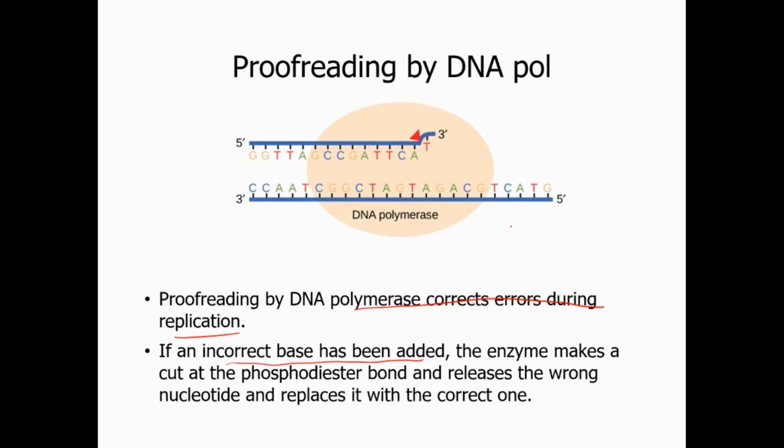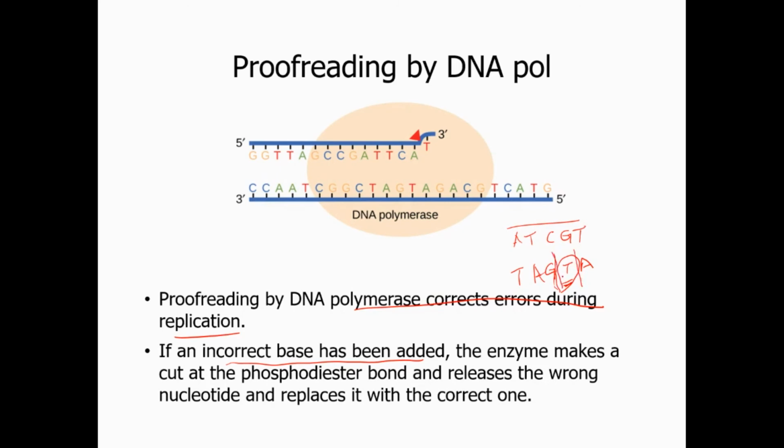Let me just draw something real quick. So if you have A, T, C, G, T, right? So the correct pairing is T, A, G, C, right? Let's say the polymerase accidentally puts a T here instead of C. When it does proofreading, it notices that this is not the correct nucleotide. So it's going to cut right here.